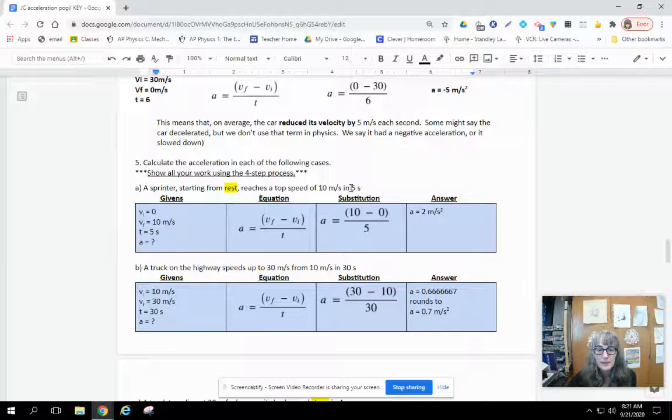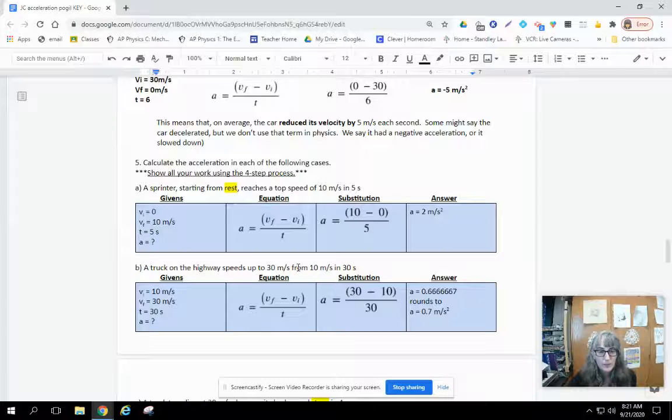And then that happens in 5 seconds. So that's our time. Seconds is a time unit, meters per second is a speed unit. We're asked to find the acceleration for all of these. So our equation is V final minus V initial over T. Our substitution: V final is 10, V initial is 0, and then our T is 5. When we plug that in, we're going to get 2 meters per second squared.